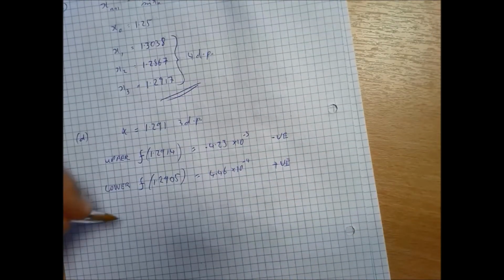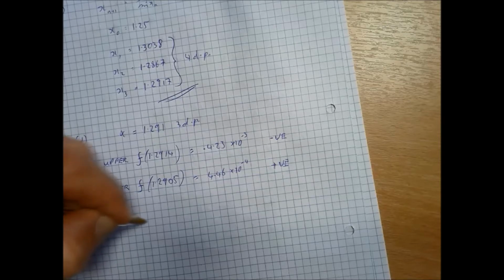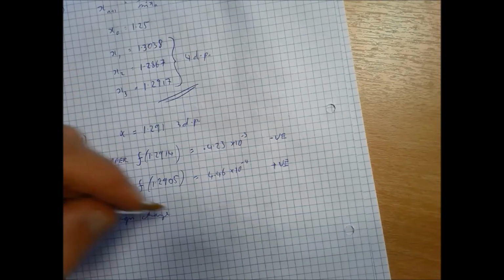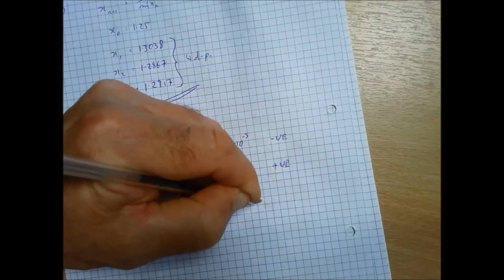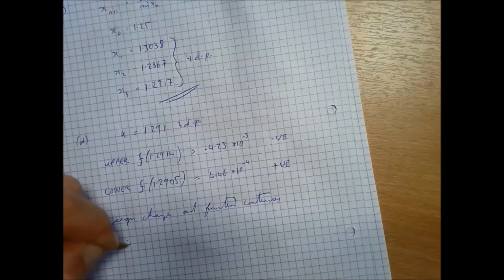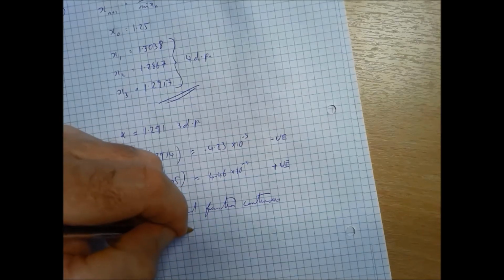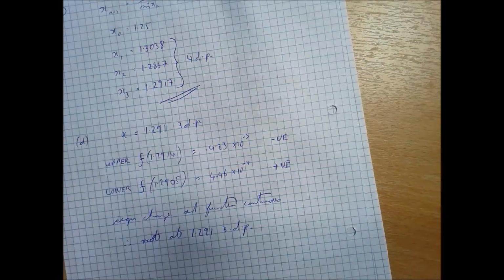and that's positive. So within the upper and lower bounds, we have a sign change, and as we discussed earlier, the function is continuous within that range. Therefore, there must be a root at 1.291 to 3 decimal places.